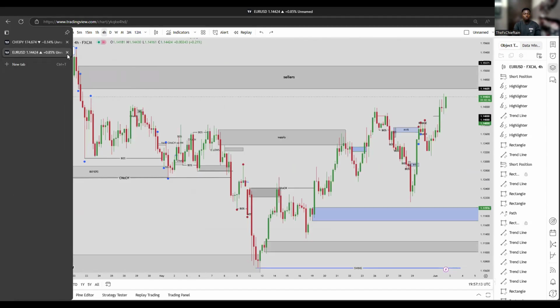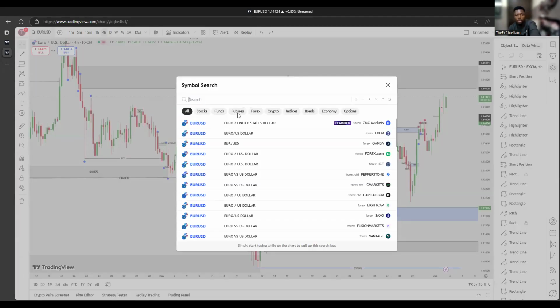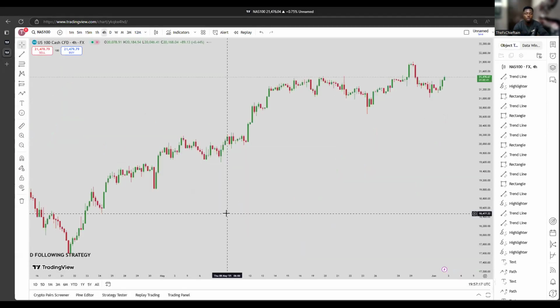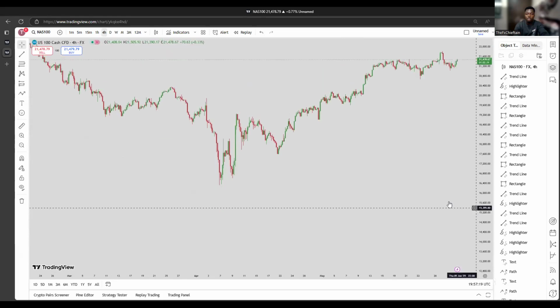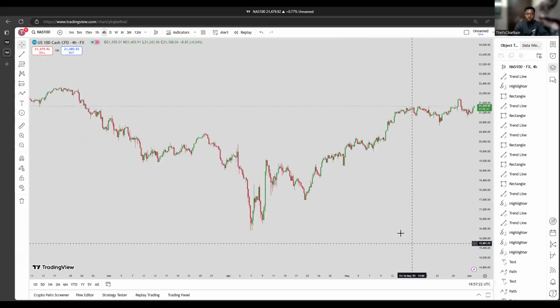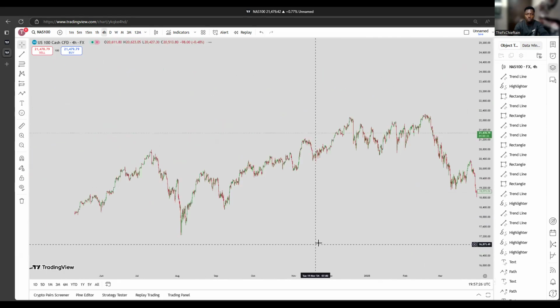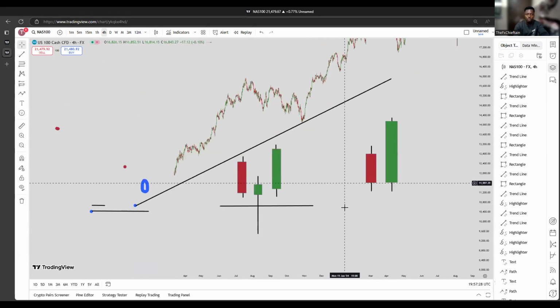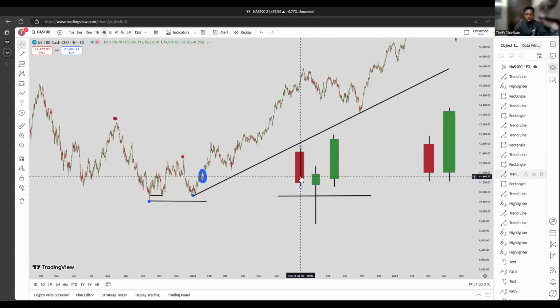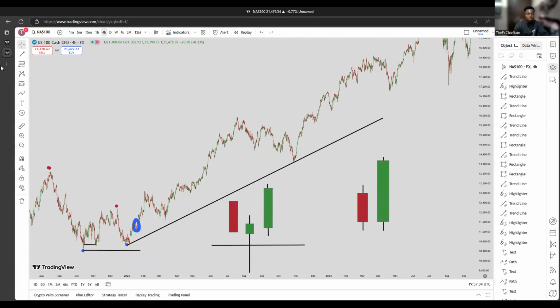You want to spot institutional movement. You want to spot what the banks are doing, this kind of setup. So let's see what we can do. Now let's take all of these things out. Let's ignore them.